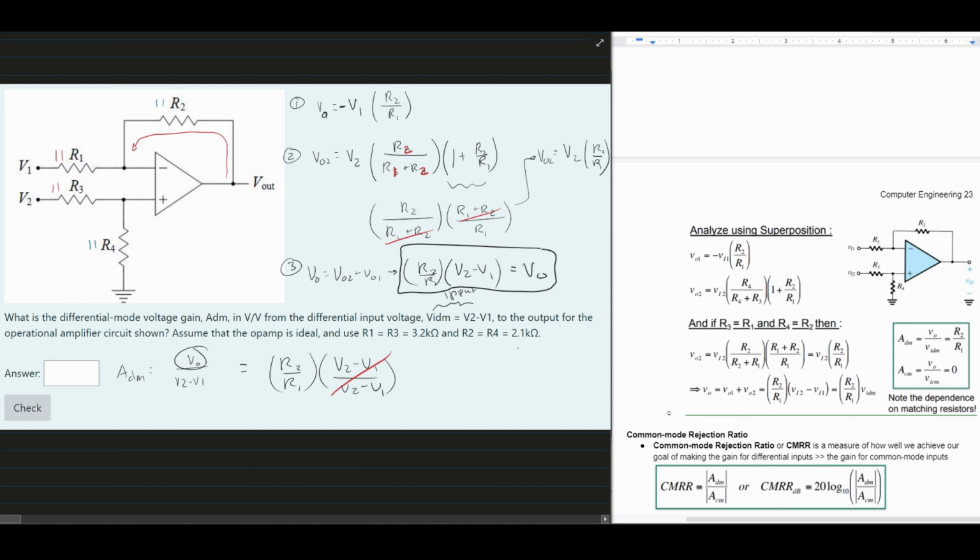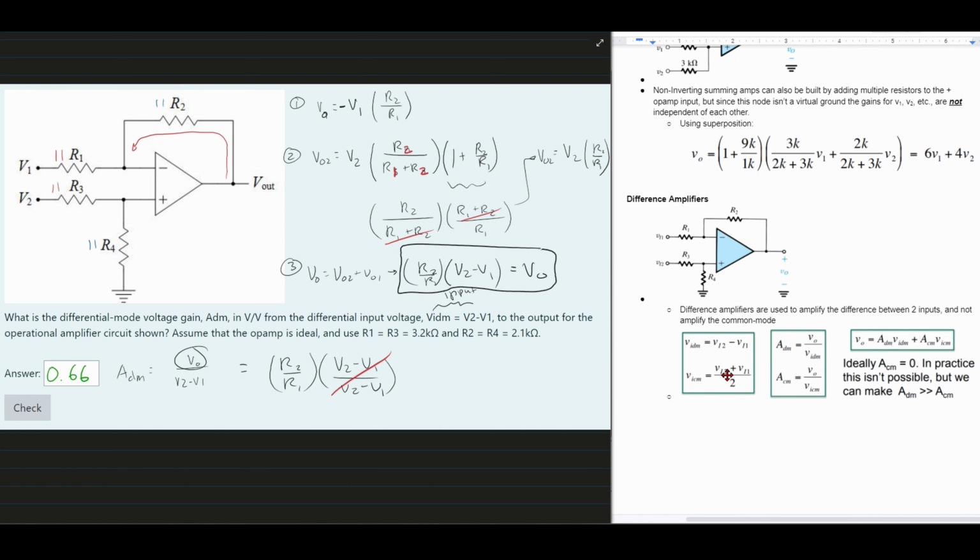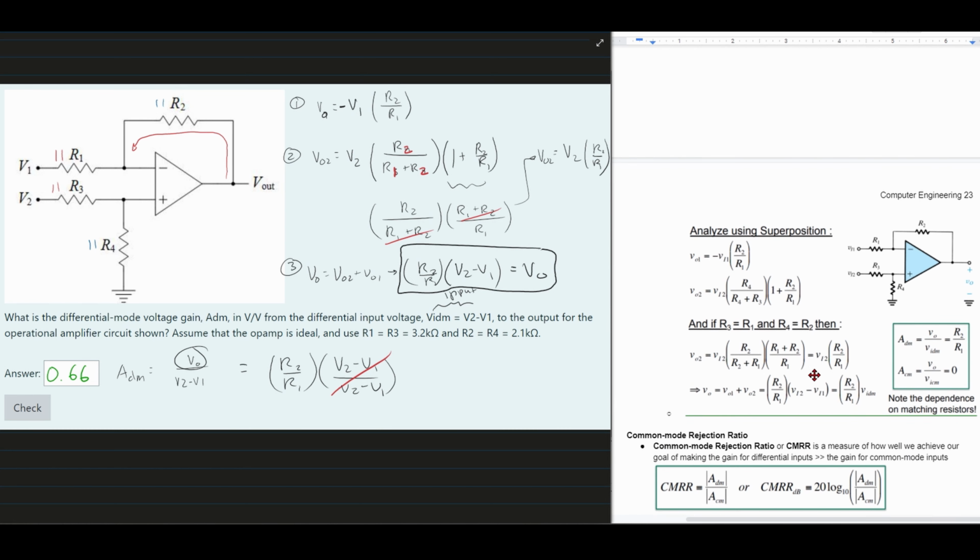So we're going to take our 2.1 kilo ohms and divide it by the 3.2 kilo ohms. If we do this, we're going to get an answer of approximately 0.66. And that is how we would solve this differential mode voltage gain with the notes linked below the like button. That's how we would do any problem like this, even if the values are changed. But here's the basic concept.